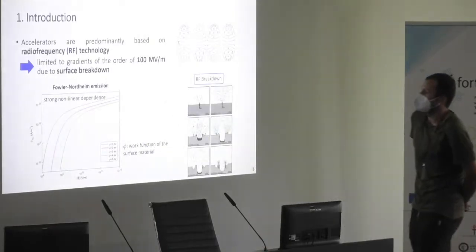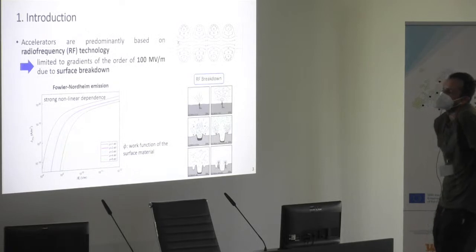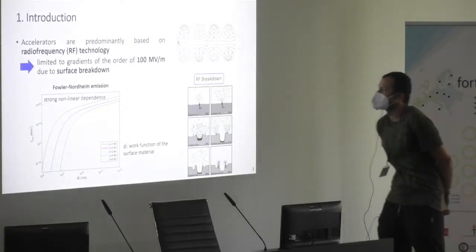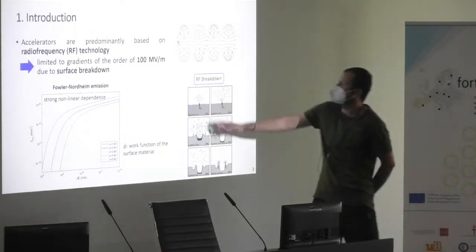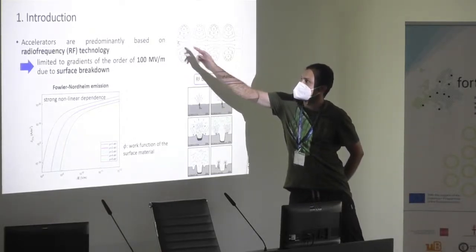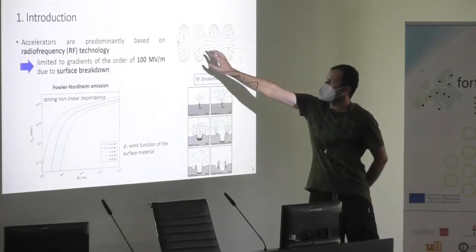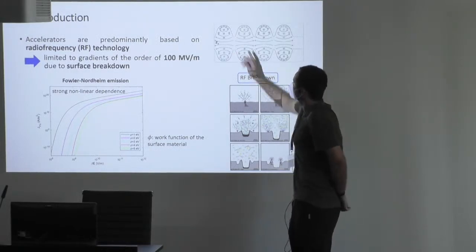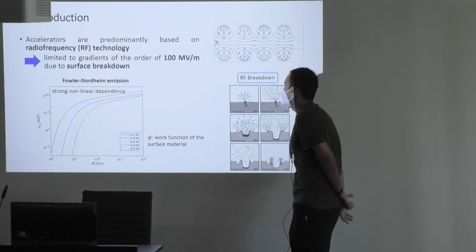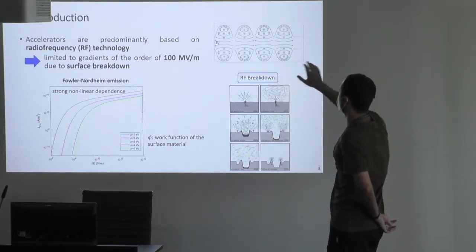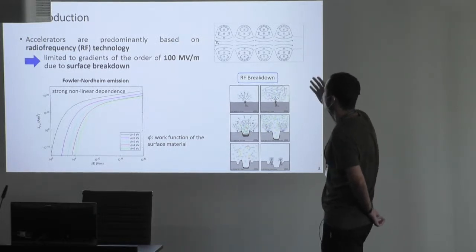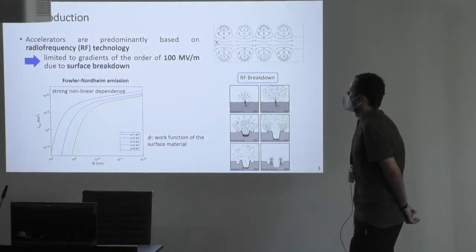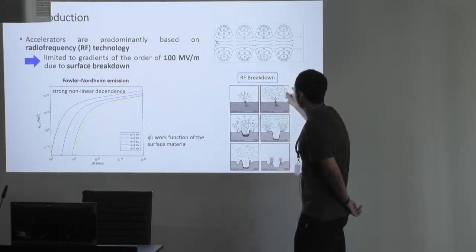Conventional accelerators are basically based on radio frequency technology. We have these cavities where, for example, if we have an electron here, this electron is accelerated in the first cavity, and these electromagnetic fields are oscillating in time. So when the electrons arrive at the second cavity, they are accelerated too, and in the following cavities the same. They are accelerated in all the cavities, which are designed to obtain this acceleration.